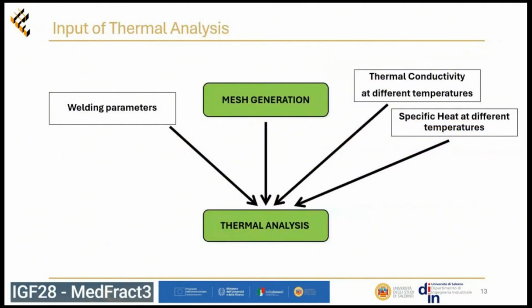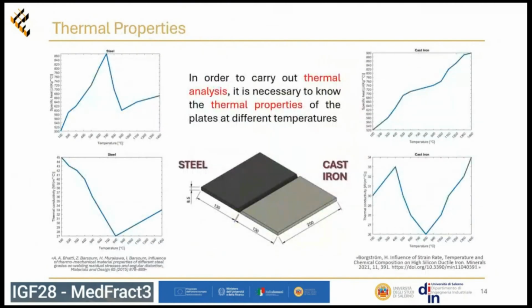For our thermal analysis, we needed as input the welding parameters that come from the real welding process, the model with the generated mesh, the thermal conductivity, and the specific heat at different temperatures. In this slide, I summarized the thermal properties that I used in my model for steel and cast iron at different temperatures.